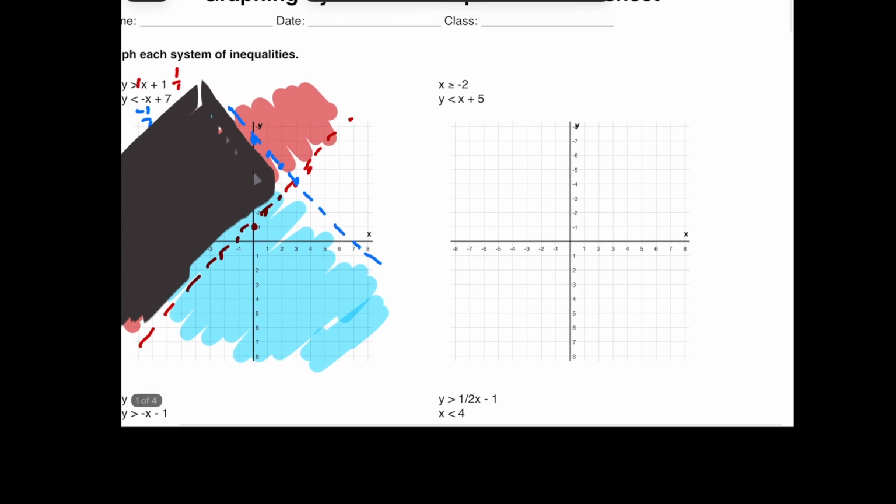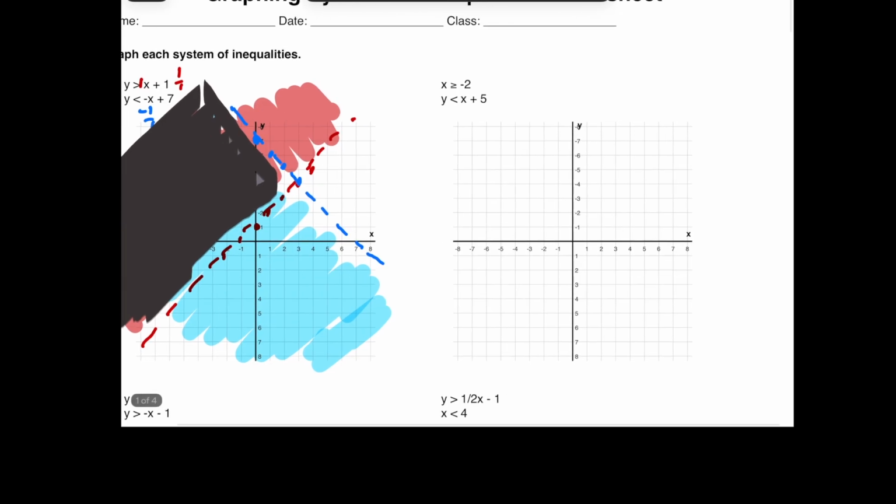All right, well, that was fun. Let's go on and let's do this one in red. Now, some people forget when you see x is greater than or equal to -2. Is that a horizontal line or is that a vertical line? This is the one thing I see students forget more than anything.